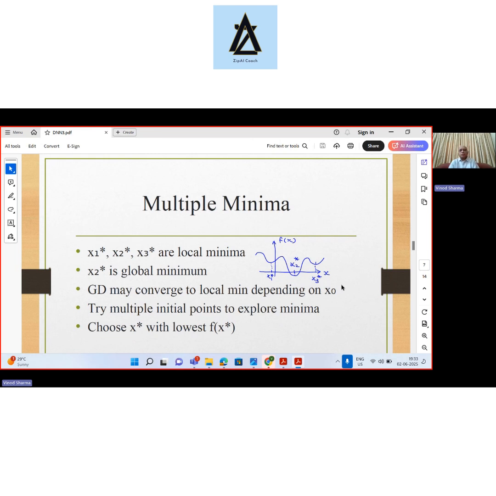You can try, for example, 10 different x0 points, and it may converge to 10 local minima. Some of them may be the same. And then among them, you pick the point at which the function is minimum. So if you try 10 times, you will get 10 minima. And among those 10 minima, pick the one at which f is minimum. And that f star, x star, you are going to choose. So this is how we generally handle general functions if we want to minimize them by gradient descent.